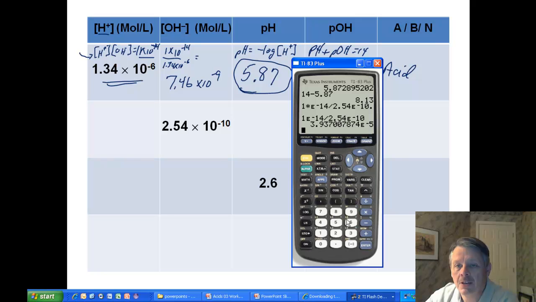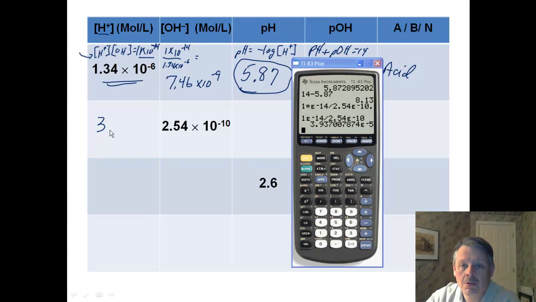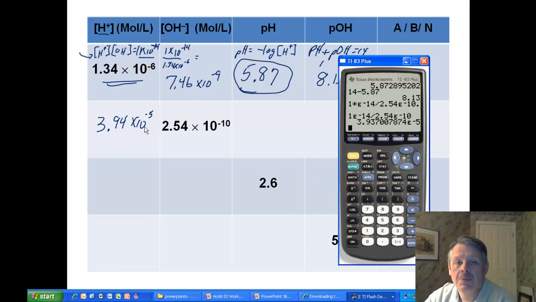Right, and that gives me 3.93, 3.94 times 10 to the minus 5th. All right, so I'm going to come over here and say 3.94 times 10 to the minus 5th. Right, so now the question is, what's my pH? Well, I'll just take that number, and all I have to do is take the negative log of that.